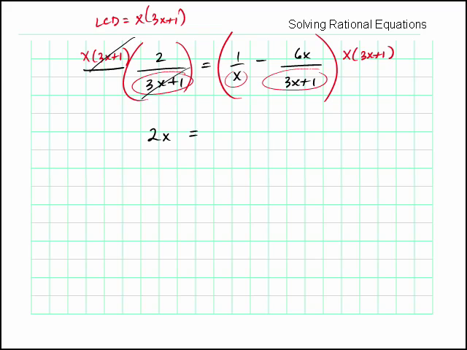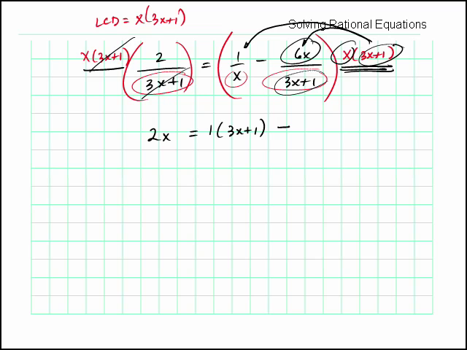Over here on the right side, I've got this times this. The x's will cancel away and leave me with just a 1 times a 3x plus 1, minus this times this fraction. The 3x plus 1 disappears here, but that leaves me with this 6x and that x that's left, 6x times x, and that's 6x squared.